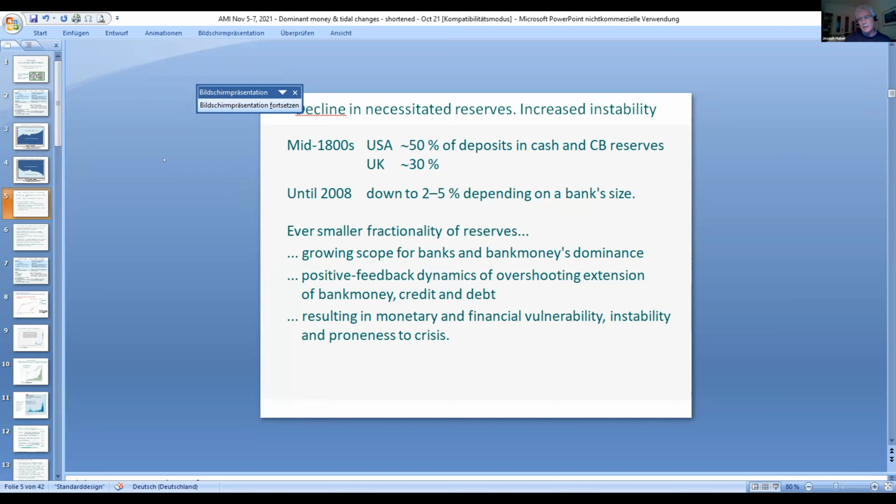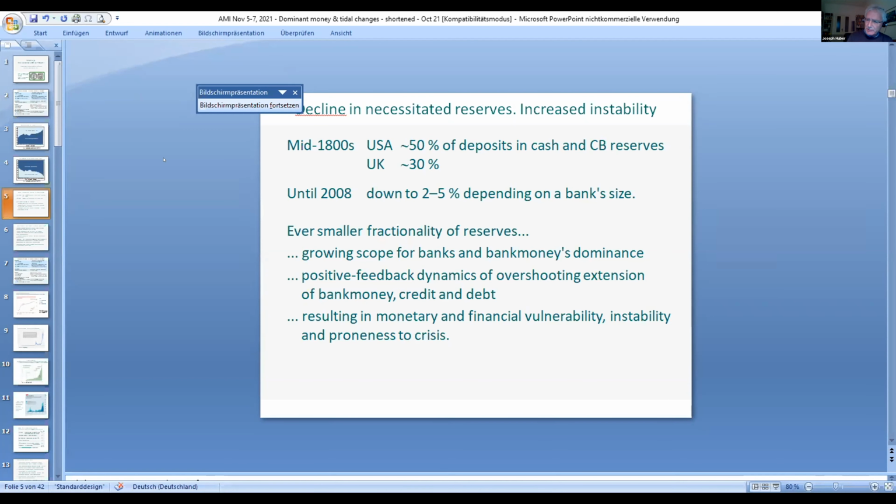It's not how much reserves there are for various reasons to stop a crisis. The important thing is, how many reserves do banks actually need in order to create bank money at will? Seen historically, in about 1850, 60 or so, the reserve consisting of cash and central bank reserves was about 50% in the United States and about 30% in the UK. And that throughout the 20th century was in decline down to 2% or so. Smaller banks need about 5 or 6%, but for most big banks and the biggest banks, it's about 2% or less.